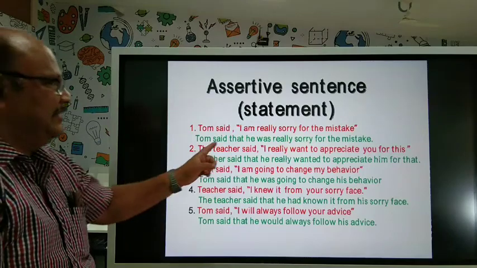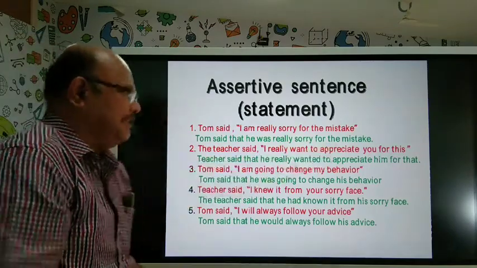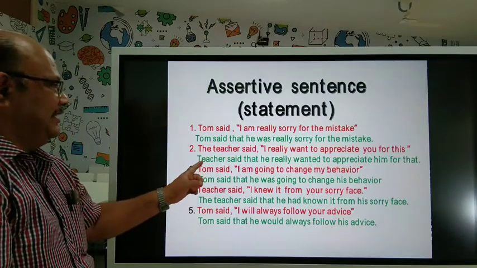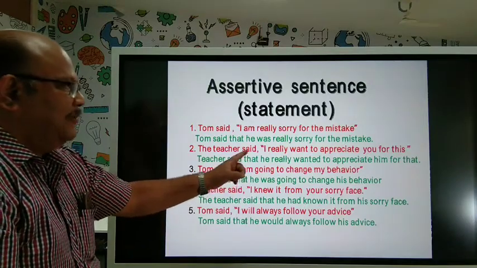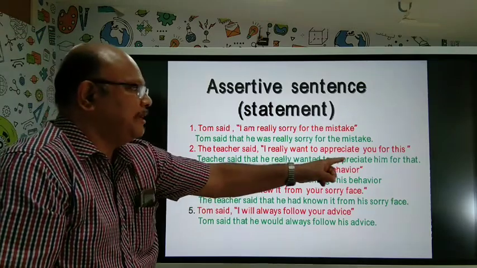Second example. The teacher said, "I really want to appreciate you for this." The teacher said that, again we are using that, he really wanted to appreciate him for that.